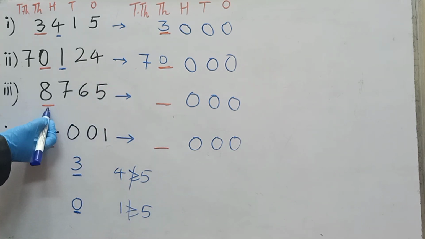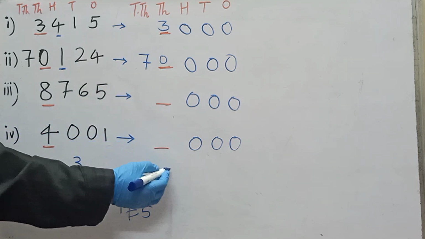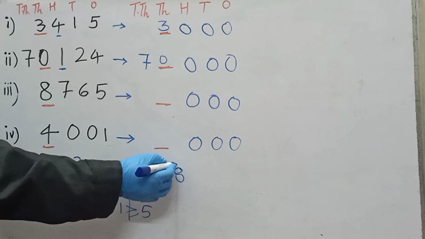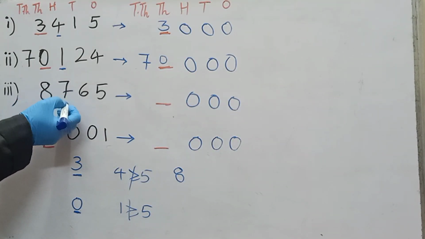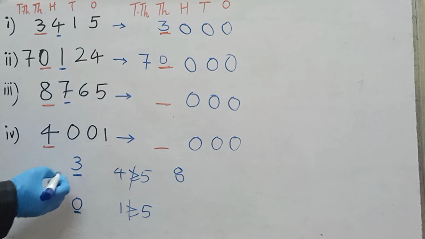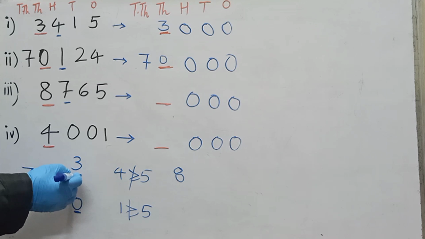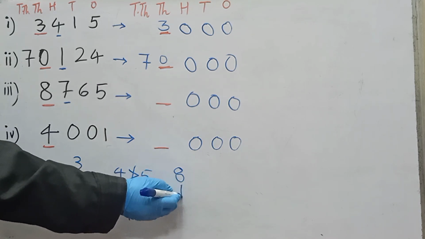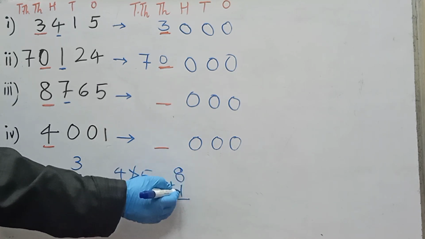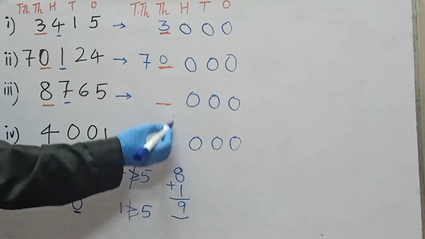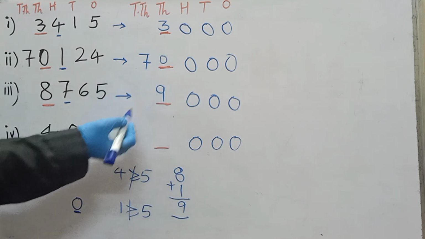Okay. Now the next question is 8. So I have copied 8. 8 is in the thousands place. So I copied 8. Then the beside number is 7. Is 7 greater than or equal to 5? Yes, it is greater than 5. So what do I have to do? I have to add 1 here. 8 plus 1, 9. So we get 9 here.